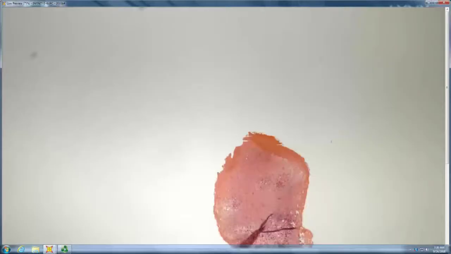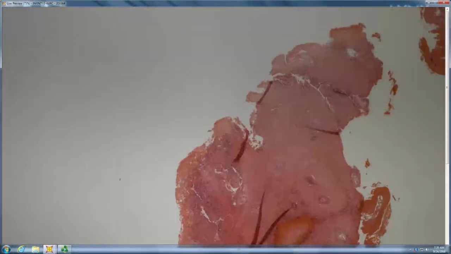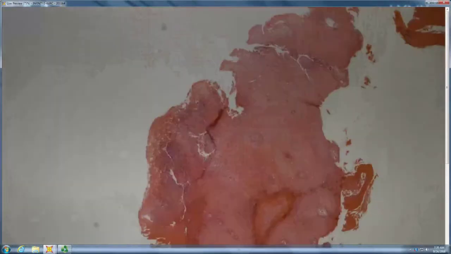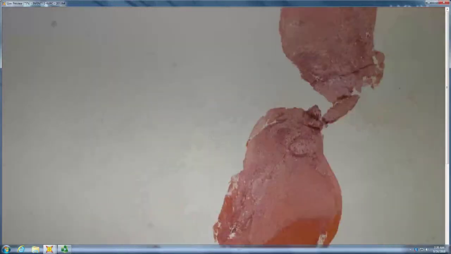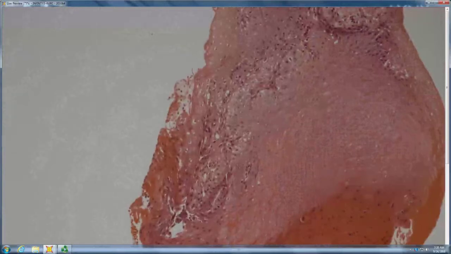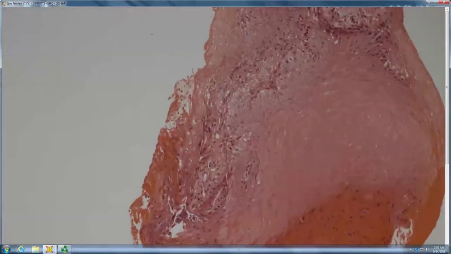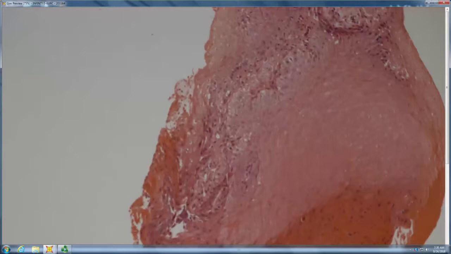Let's see. Got lots of repeats here. I don't see any corneum. I'm not really sure exactly the site that we're looking at here. Potentially mucosal. And that could be corneum, right? Mm-hmm. Parakeratotic corneum.